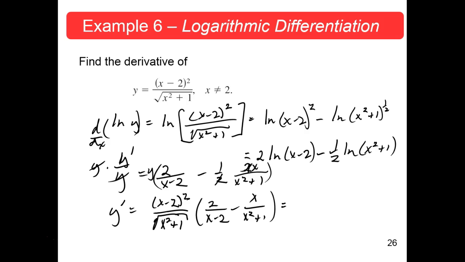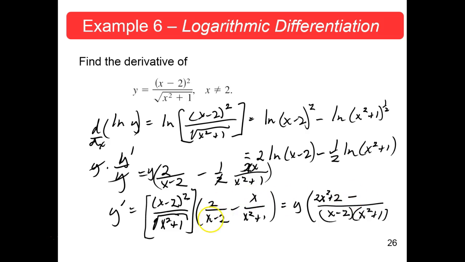Now I want to get this over the least common denominator, which is the product of this times that. I'm running out of room, so this thing right here I'm going to write back as y again, because I just don't have room to write it. The least common denominator is going to be x minus 2 times x squared plus 1. To do that, I need to multiply the x squared plus 1 times the 2, which is 2x squared plus 2, minus x times x minus 2, which is minus x squared plus 2x.